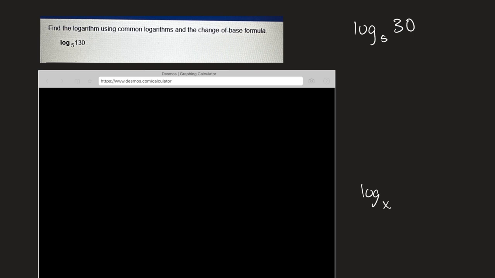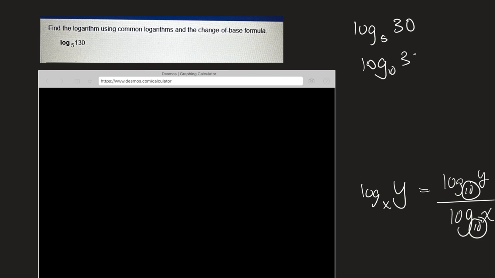the log of any base, whatever, of y is the same as the log base 10 of y divided by the log base 10 of x. And I use 10 here just because my calculator has that. But I could also use base e because my calculator has that. So that's the formula. So I could then say this is log base 10 of 30 divided by log base 10 of 5. Notice I can't divide the 30 by 5 because I'm taking the logarithm of them. But now I could just do that on my calculator.